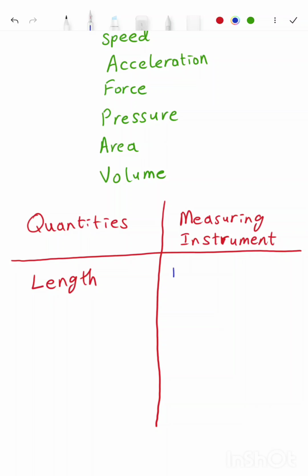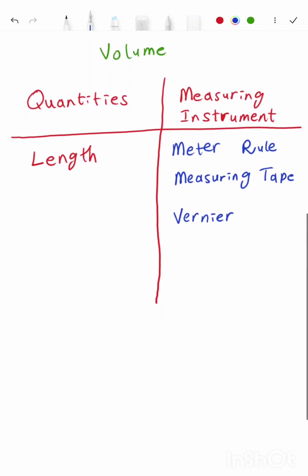We can use a meter rule. We can use a measuring tape. We can use a vernier caliper or a micrometer screw gauge.